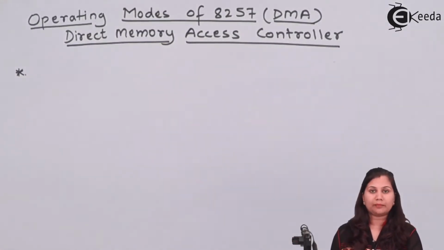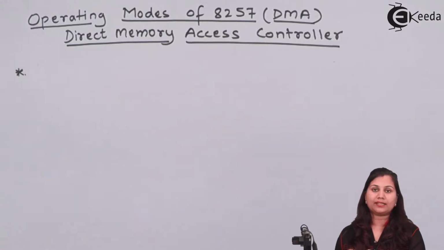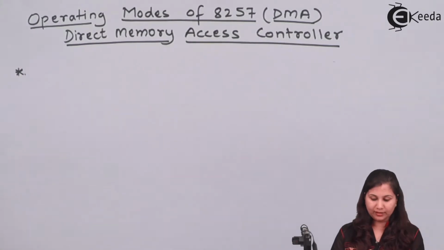We know that the DMA controller 8257 has 4 channels, channel 0, channel 1, 2 and 3. All these 4 channels are used to connect the input-output devices with the memory of the microprocessor or the central processing unit. This direct memory access controller is used to transfer large amounts of data from the memory to the input output devices or from the input output devices to the memory.